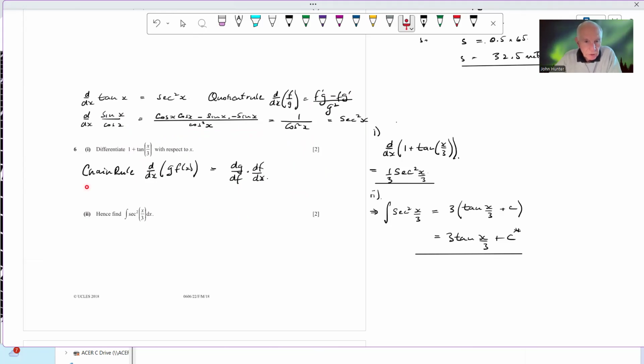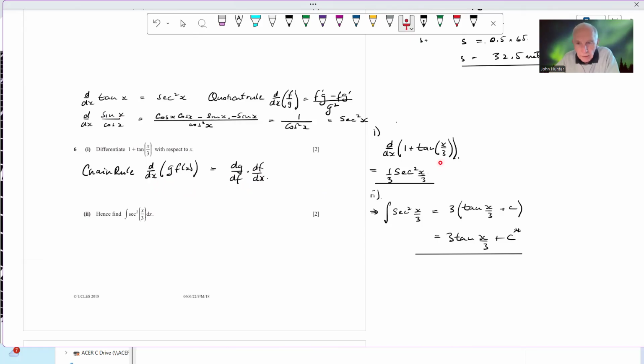The other thing that we're interested in here is the chain rule. So if we've got a composite function g of f of x, then the derivative of g with respect to x, which is the inside, right in the middle, is going to be dg/df, the derivative of g with respect to f, times df/dx.